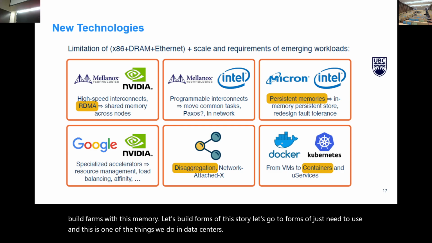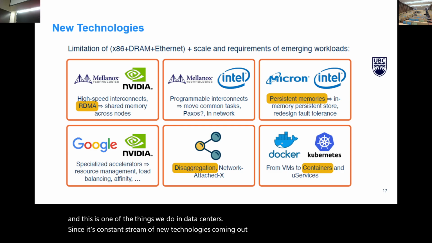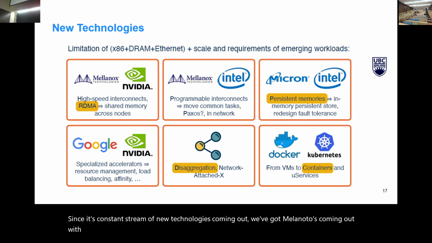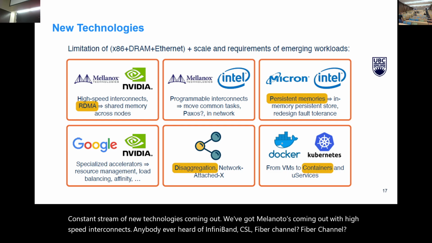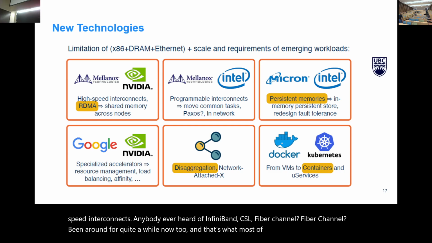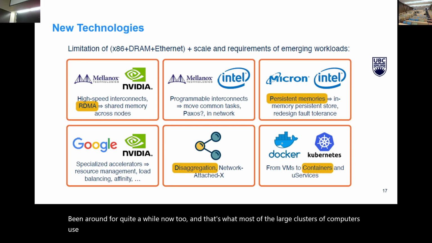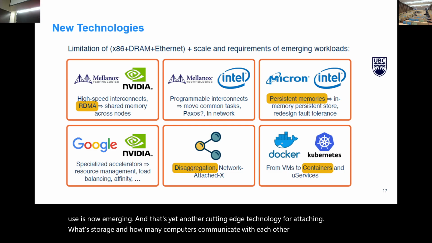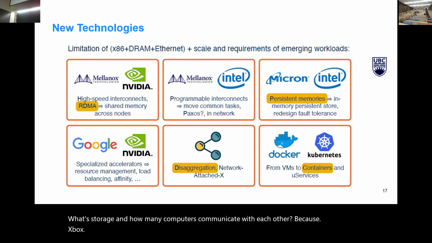So there's this constant stream of new technologies coming out. We've got NVIDIA and Mellanox coming out with high-speed interconnects. Anybody ever heard of InfiniBand, CXL? Fiber Channel is old, one of the earlier high-speed interconnects. InfiniBand has been around for quite a while now too, and that's what most of the large clusters of computers use. But CXL is now emerging, and that's yet another cutting-edge technology for attaching lots of storage and having different computers communicate with each other, because when you look at them, it looks an awful lot like any other distributed system. These interconnects are networks.